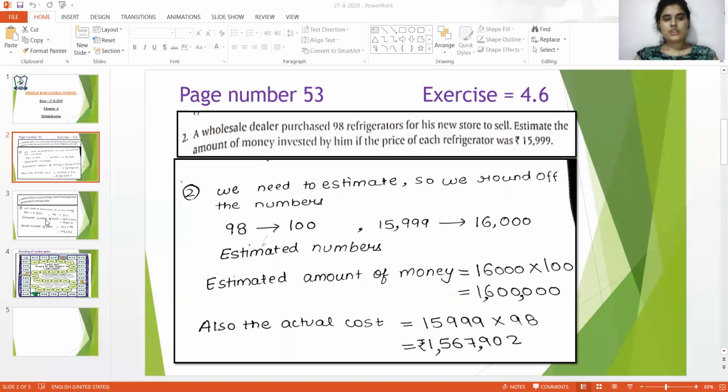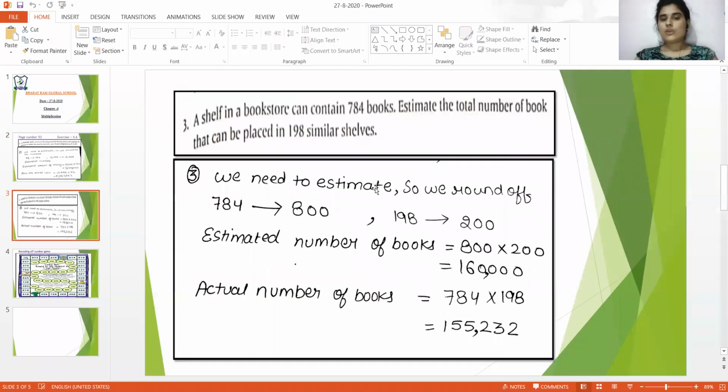So for the next question, you have to do it by yourself. This one is the practice for you. You have to do the same thing in this question like before. First you have to round off the number 784, then you have to round off the number 900, 198. Then after rounding off, you have to multiply these two numbers.